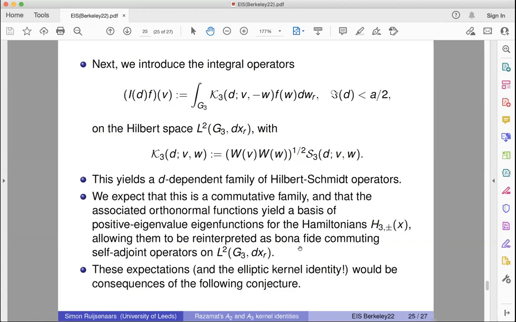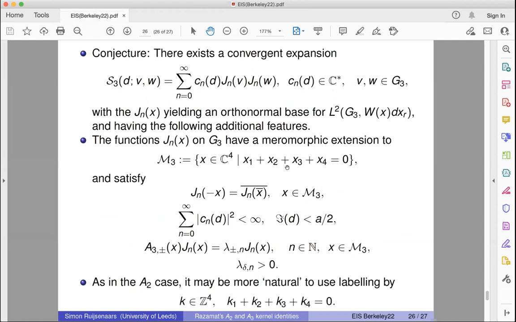Now, what is the precise version of these expectations? And also the kernel identity in the Hilbert space setting, because that would be immediate from this conjecture. It is that you have this expansion with, again, the Jn not being just a finite set or an infinite set with a non-trivial orthocomplement. No, you expect it to be an orthonormal basis. So it's complete. That's what the expectation is. And the further expectations are mimicking the ones that I already wrote down for the A2 case, extension to this hyperplane.